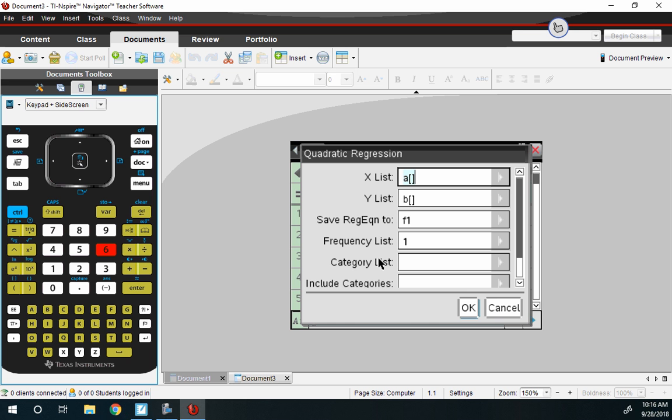Now, do you see how it says X list is A, bracket, bracket? If you hadn't highlighted the list, that would not be populated. Do you see how it says Y list is from B, bracket, bracket? If you hadn't highlighted the list, none of those would have been up there. And you would have had to do it at this screen. Does that make sense? Okay.